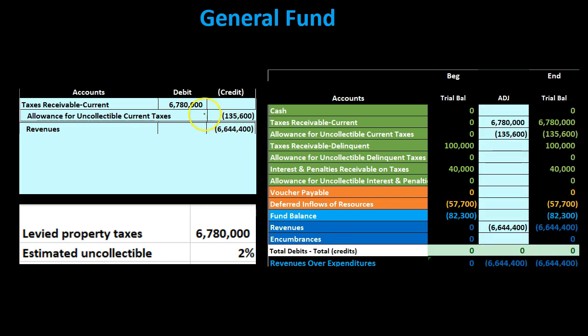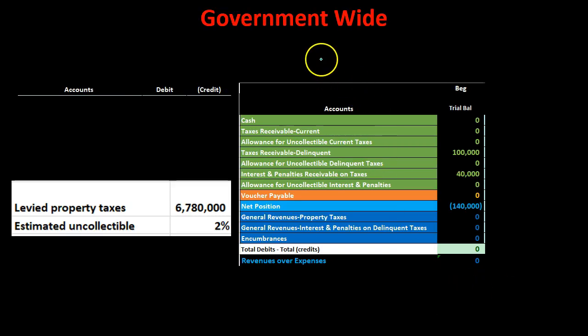If we record this transaction, we're going to debit the receivables, taking it from 0 up in the debit direction, credit the allowance, which is going to take it up from 0 in the credit direction, and then revenue is going to go up from 0 up in the credit direction as we would expect. How about the government? Well, this is in essence the same thing because we posted an accrual transaction. So when we think about the government-wide activities, it'll in essence be the same thing.